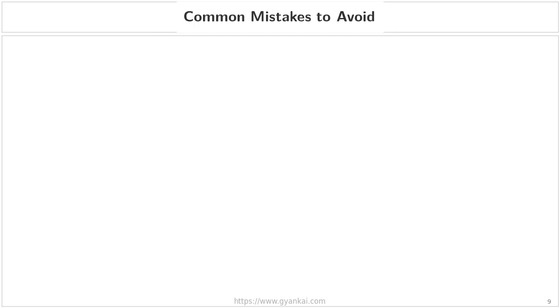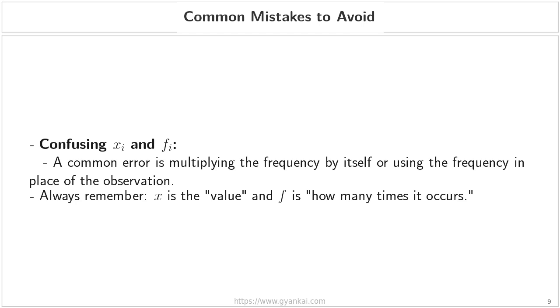Common mistakes to avoid. First, let's talk about confusing the x sub i and the f sub i. This is a very frequent mistake. Sometimes, students accidentally multiply the frequency by itself, or they accidentally use the frequency value where they should have used the actual observation. To avoid this, I want you to keep this simple rule in mind. x represents the value or the data point itself, while f represents how many times that specific value occurs. Always keep these two columns distinct in your mind.